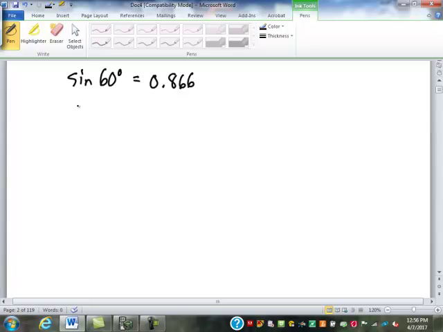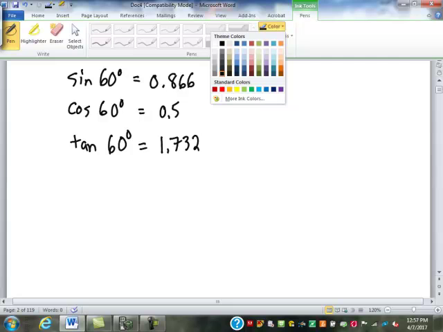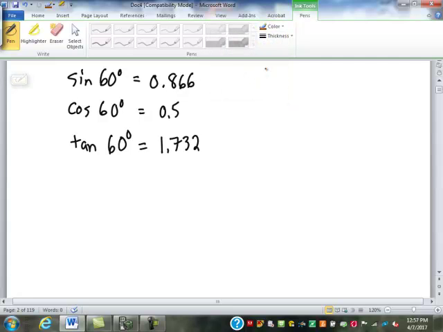What if I ask you to do the cosine of 60 degrees? 0.5? Tangent of 60 degrees? 1.732 is correct. Now I'm going to pause there for now. Hands away from your calculators.